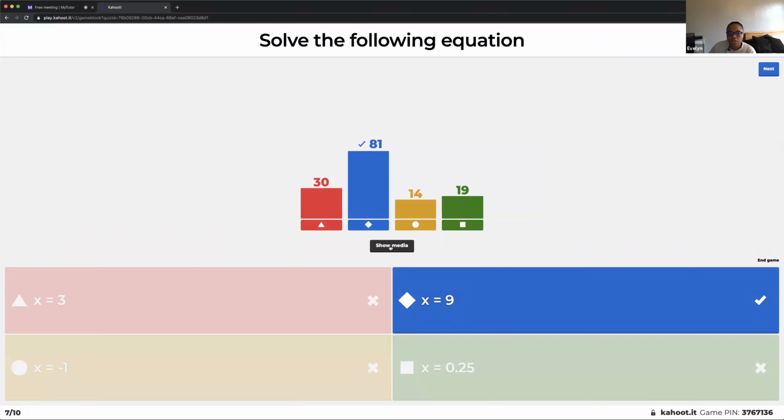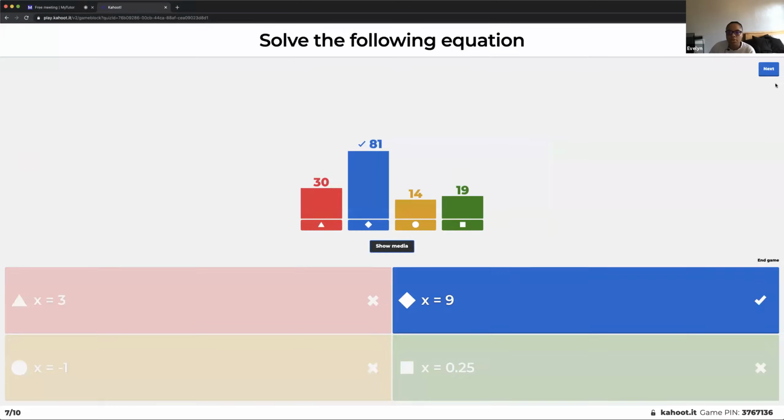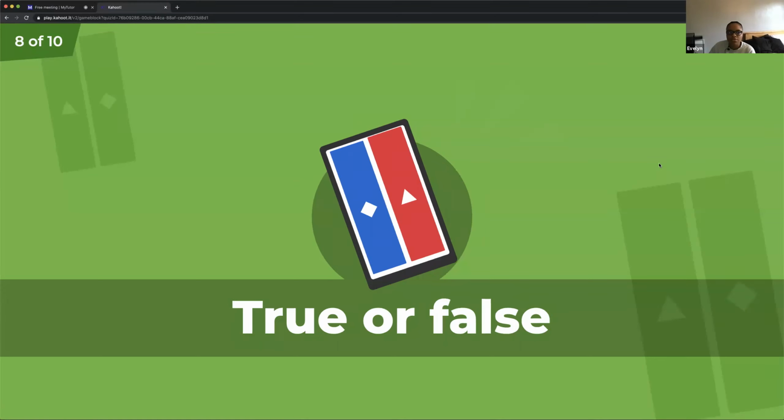Right, perfect. Let's have a look at this one. So remember, expand the brackets first. So you get 7x plus 14 on the right-hand side, and then move the 7x. So you get 2x minus 4 equals 14. Then move the minus 4. So you get 2x equals 18. And then you divide both sides by 2. 18 divided by 2 is 9. Perfect. Right, well done for the top 5.